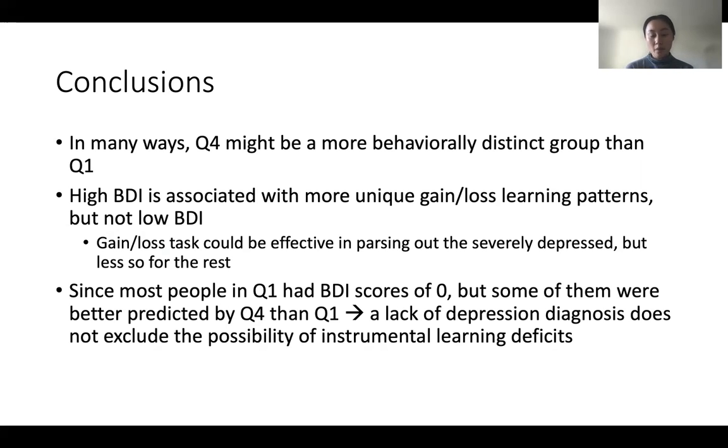And also, since most people in Q1 had BDI scores of zero, so remember the distribution of BDI scores, a lot of people in the low BDI group had zero. But some of them were actually better predicted by people from Q4 than from Q1. This would suggest that a lack of depression diagnosis does not exclude the possibility of having certain instrumental learning deficits.